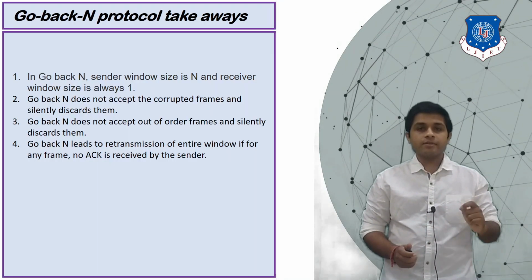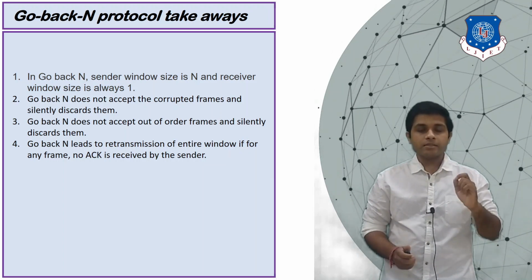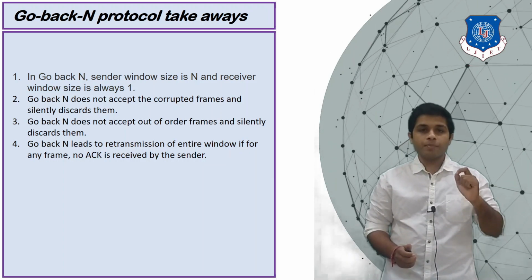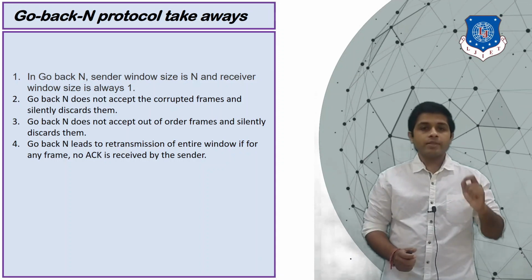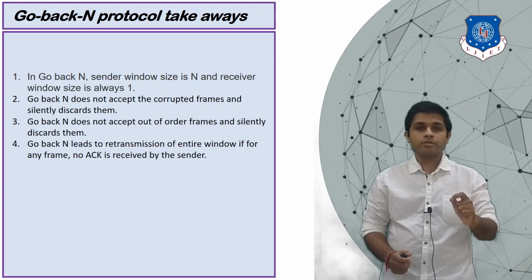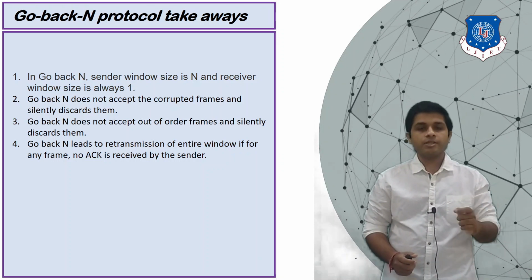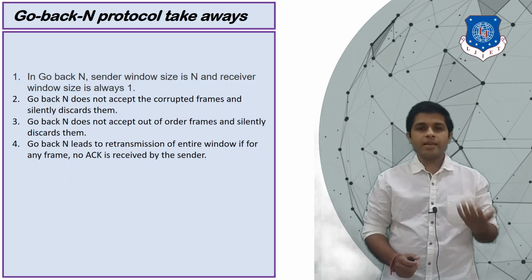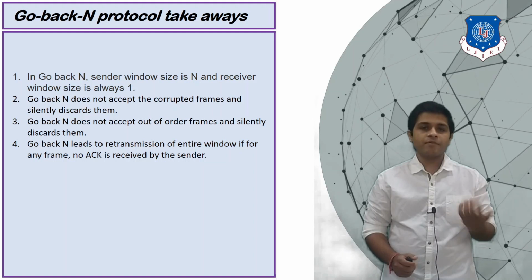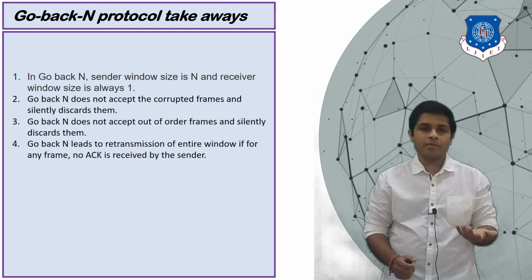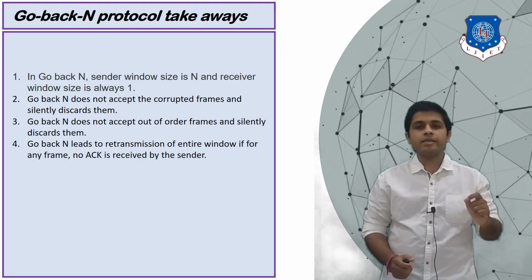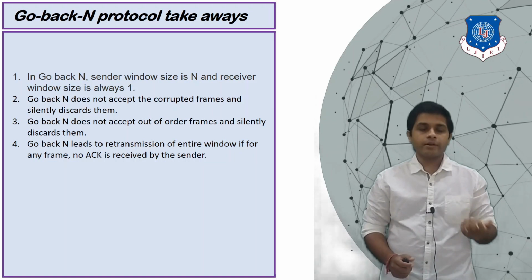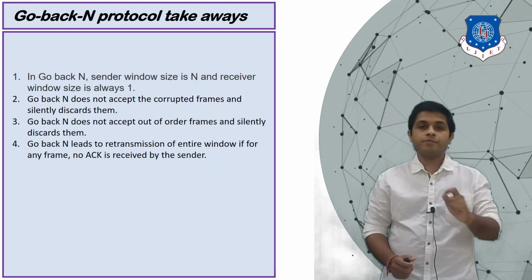So these are the takeaways for the go back n. These points should be remembered by you. In the go back n, the sender's window size is n and the receiver's window size is always 1, right? So n can be any number, the sender's window size can be 5, 7, 9, any number, totally dependent on the size and the capacity of the sender, but the receiver's window will always be 1.